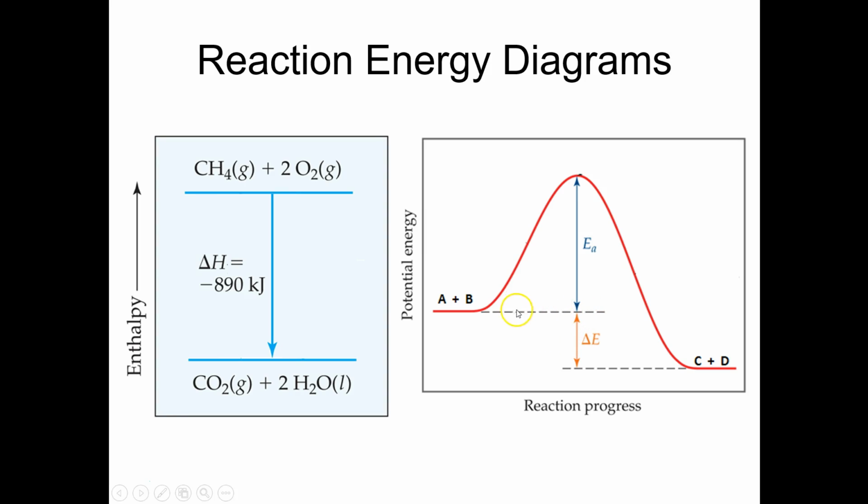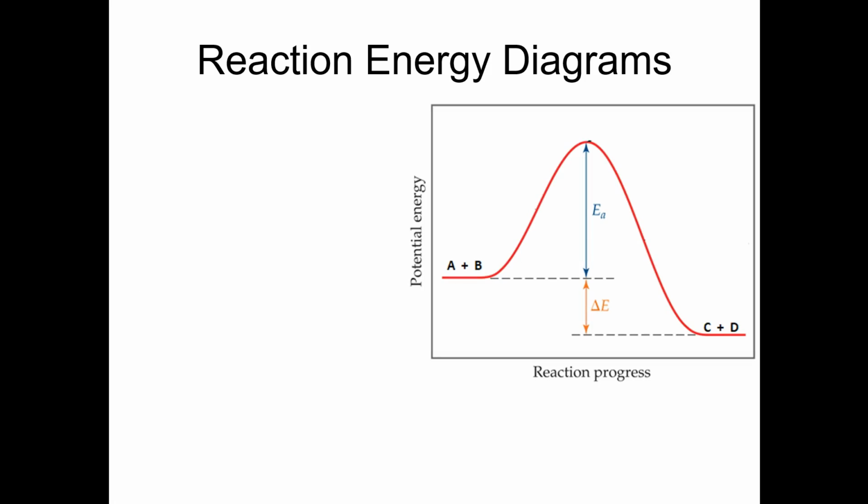It's the difference between the reactants and the products that determines whether a reaction is spontaneous or not. It's this difference, and that's the delta E you see here. It's the difference between the reactants and the top of this curve, the activation energy, that determines the rate. And those things are independent of each other.